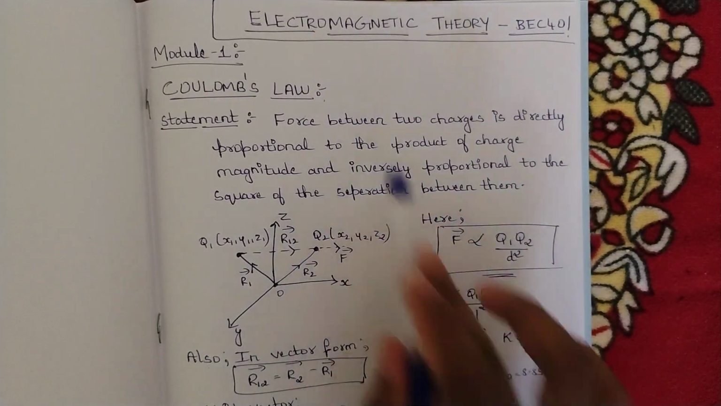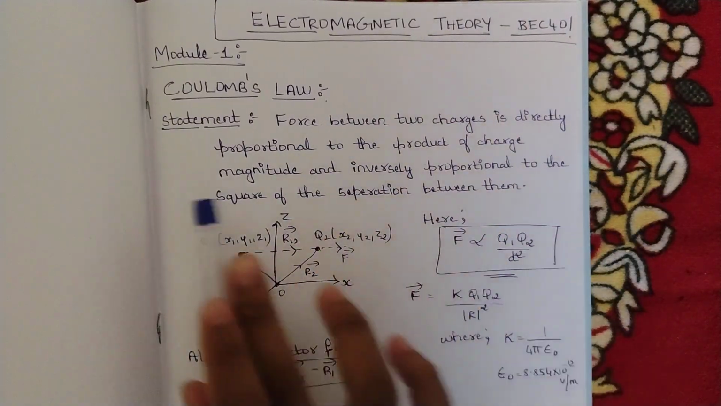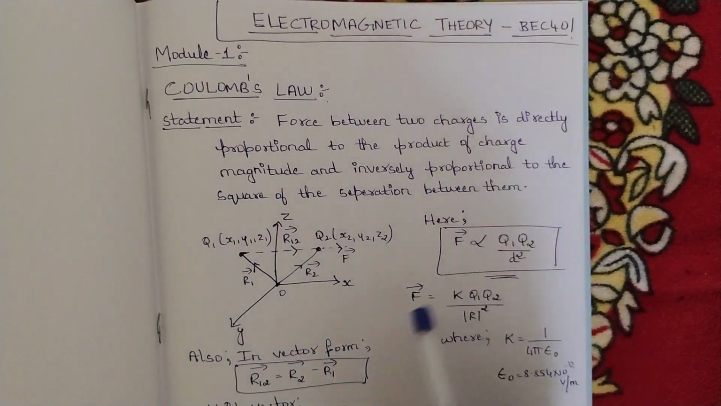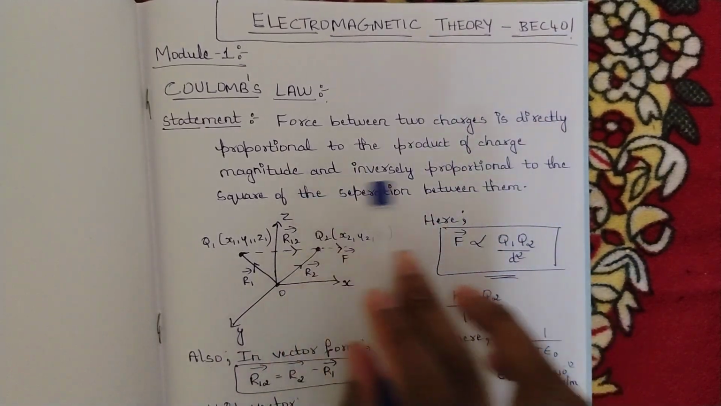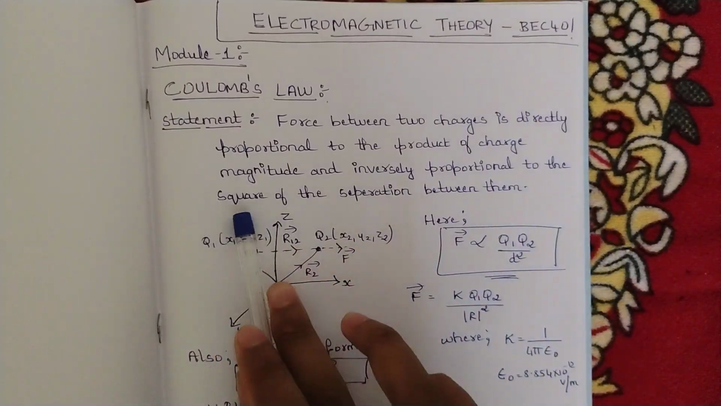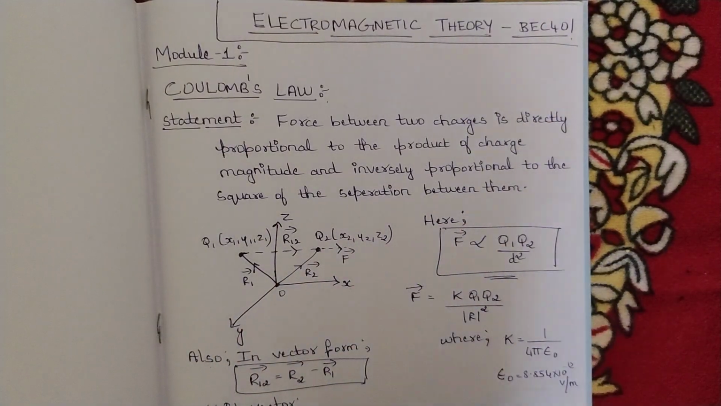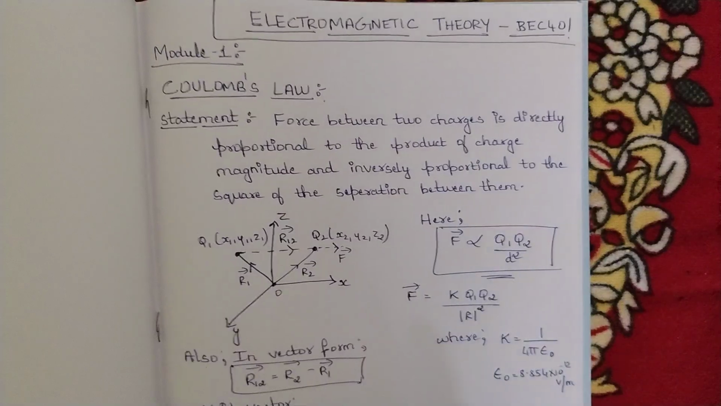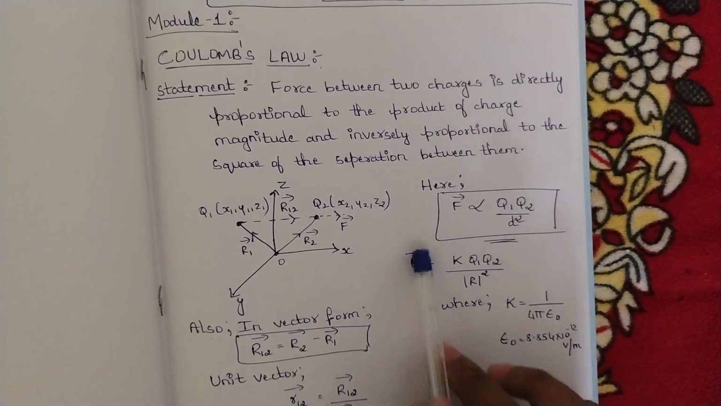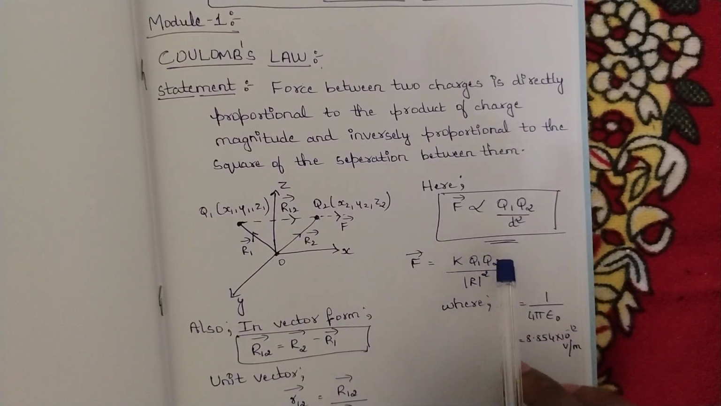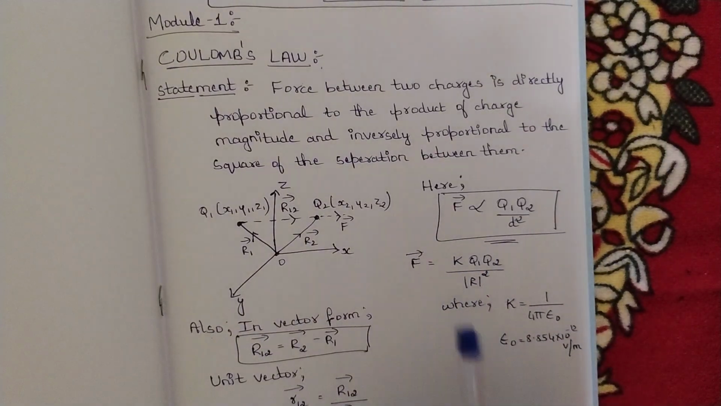As per the statement, I have written this equation: the force between two charges Q1 and Q2 is directly proportional to the product of the charge magnitudes, that is Q1 into Q2, and inversely proportional to the square of the separation or distance between them, given by d square. Now if you want to remove this proportionality sign, rewrite this equation as F is equal to K times Q1 Q2 divided by magnitude of R square. Because the distance value is always positive, we are applying a magnitude.